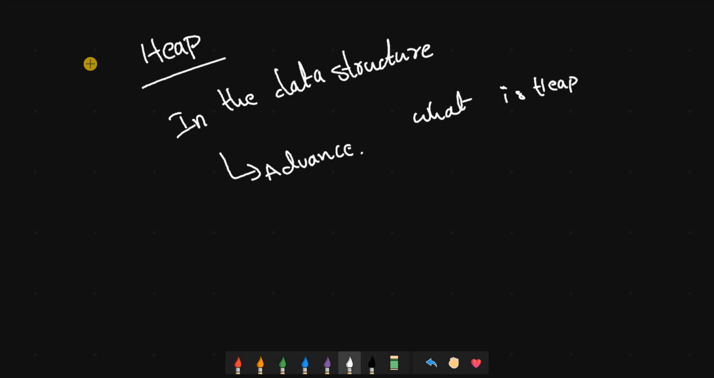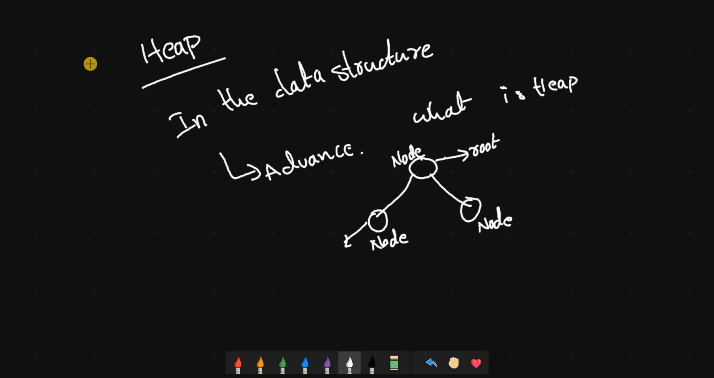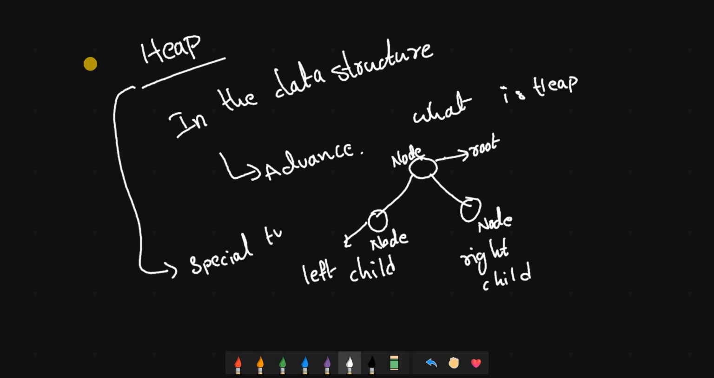A binary tree is represented with nodes. So we can use nodes to represent the binary tree. One is the root node, the first one. The nodes below it we call children, the left child and the right child. In the same way, a heap is also a special type of binary tree.